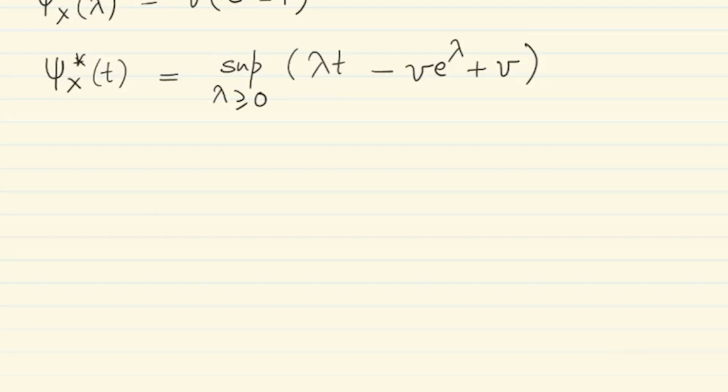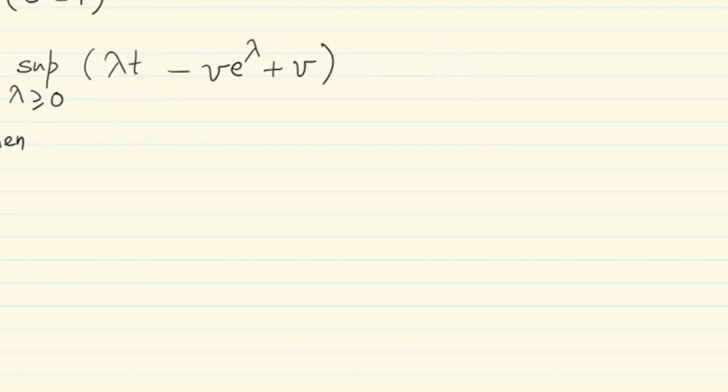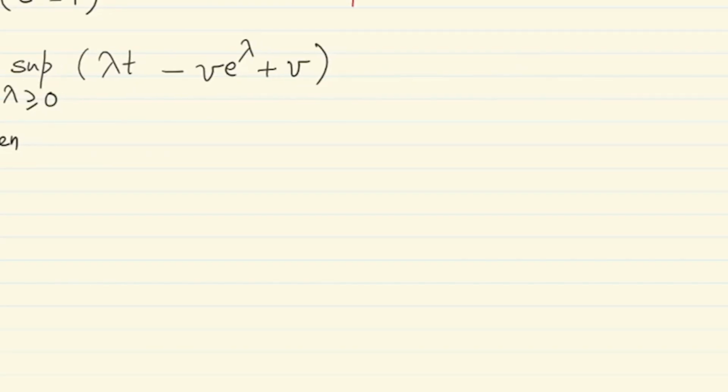So if t is greater than or equal to v, which is the mean of the Poisson random variable, then let's try to just naively optimize this objective function, pretending that it's an unconstrained problem. The natural thing to do is to take the derivative of the objective function and equate it to 0 and solve for lambda. What you get when you do that is that t minus v e raised to lambda star is 0 at the optimum lambda star. That just means that lambda star is equal to log t by v.